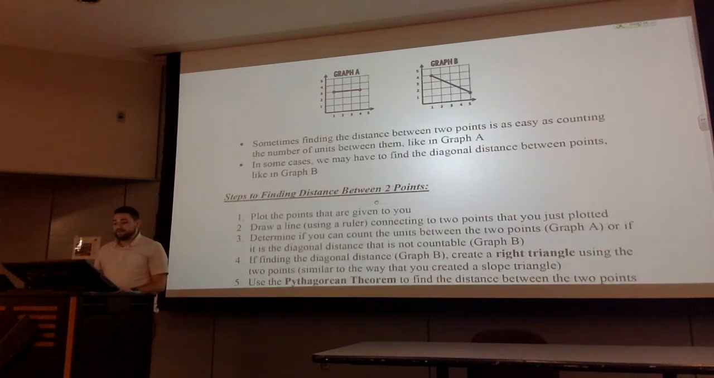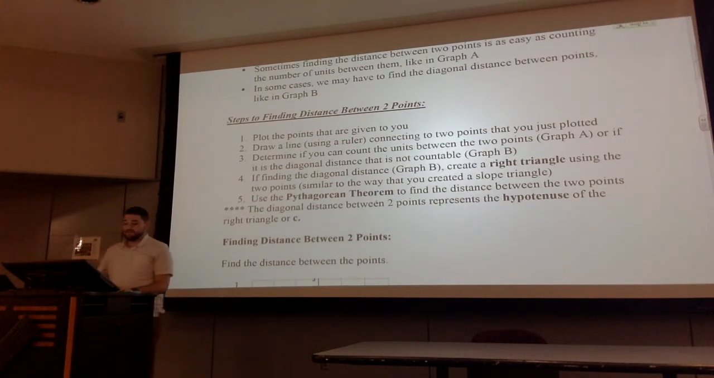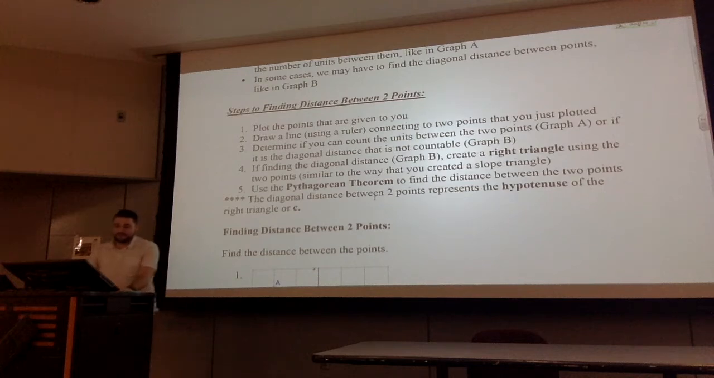We have some steps when we find the distance between 2 points using the Pythagorean theorem. In some cases, it's just going to give you a set of points. You have to plot them yourself, so you have to do that first. Then you're going to use a ruler to draw a line connecting the 2 points. Then you have to determine if you can count the units between the 2 points, like in graph A, or if it's a diagonal distance that's not countable, such as graph B.